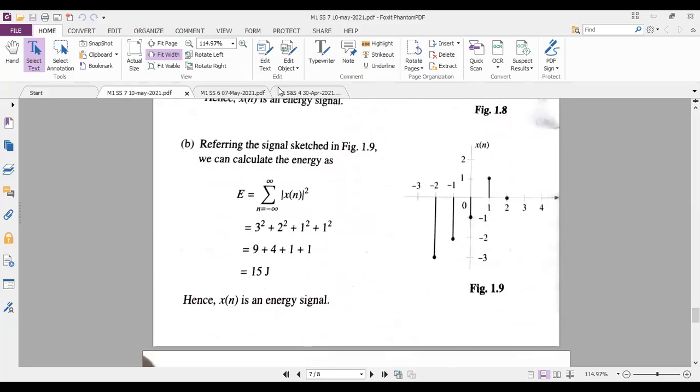Now for the second problem, can anybody tell me how the summation from minus to plus infinity will be changed? What is the lowermost n value here? n is equal to? Is my question clear? -2, ma'am. -2, very good. What about the upper limit? 2. Okay, good. So I think you can proceed with the problem using this.